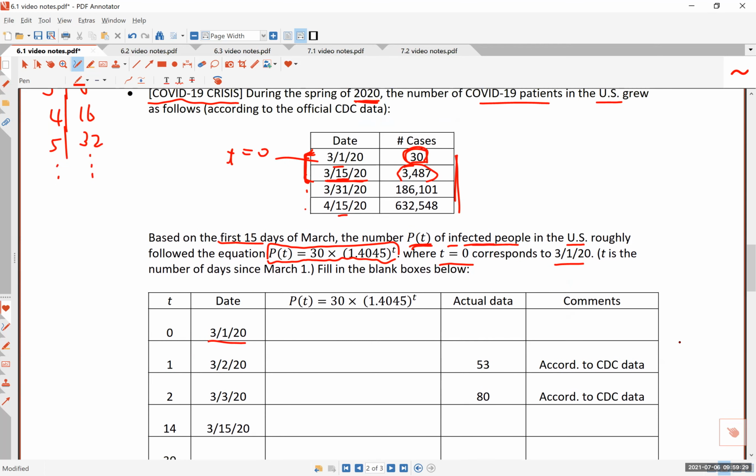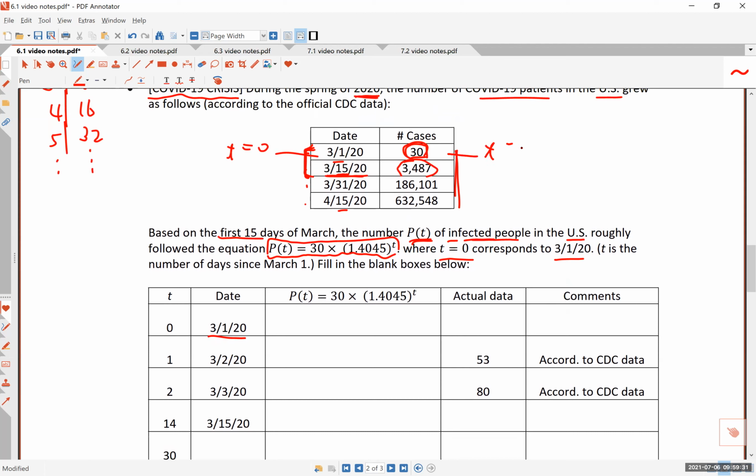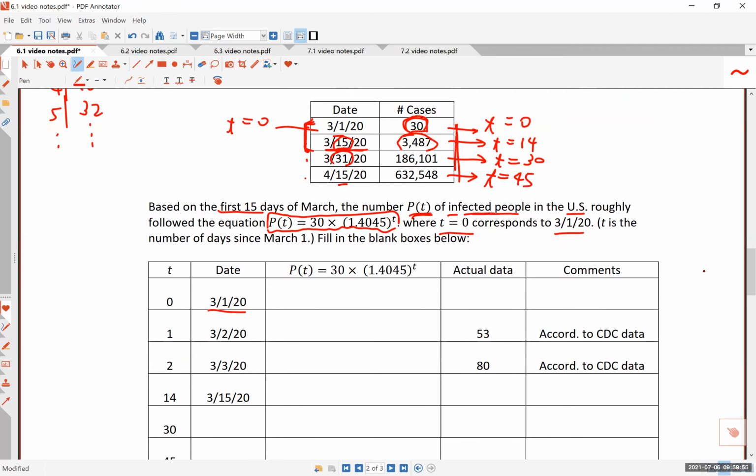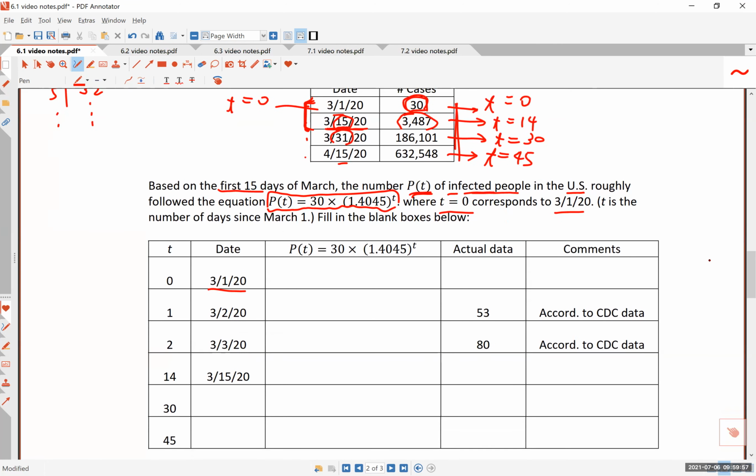By the way, this is where T is equal to 0, right? Now because this is 14 days later, this is T is equal to 14. Now 31st, remember that's 30 days after March 1st, and so this is 15 days after that. So that's 45. Okay, we have T is equal to 0, 14, 30, and 45. Now let's go to the chart, March 1st.